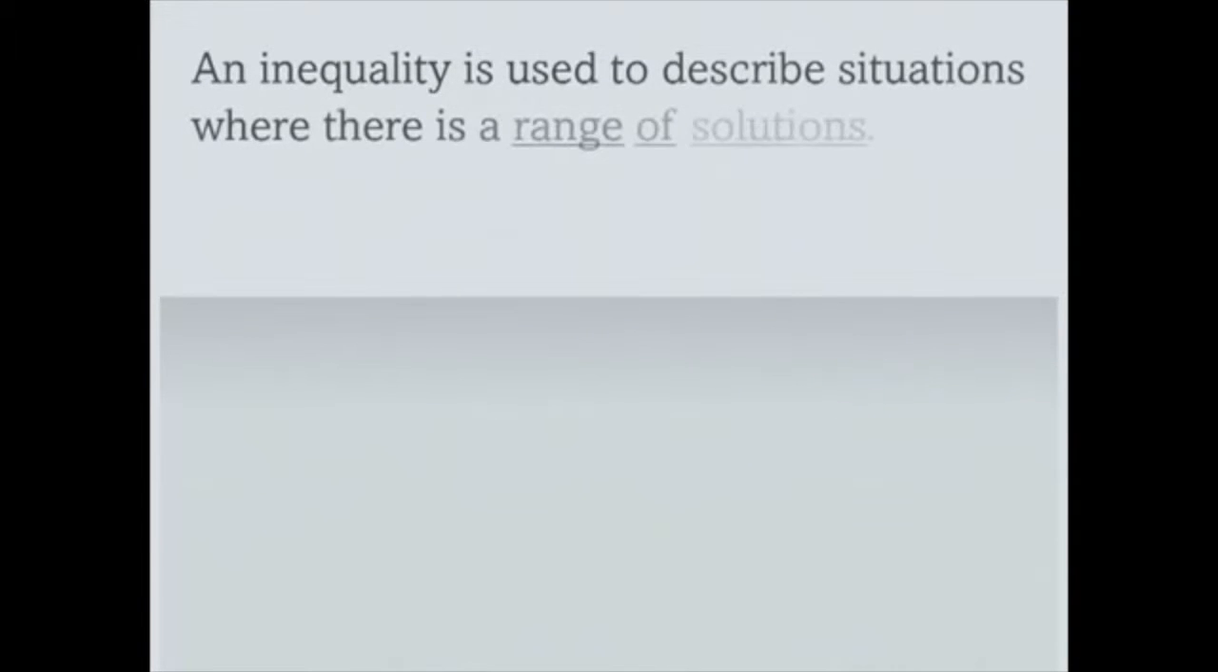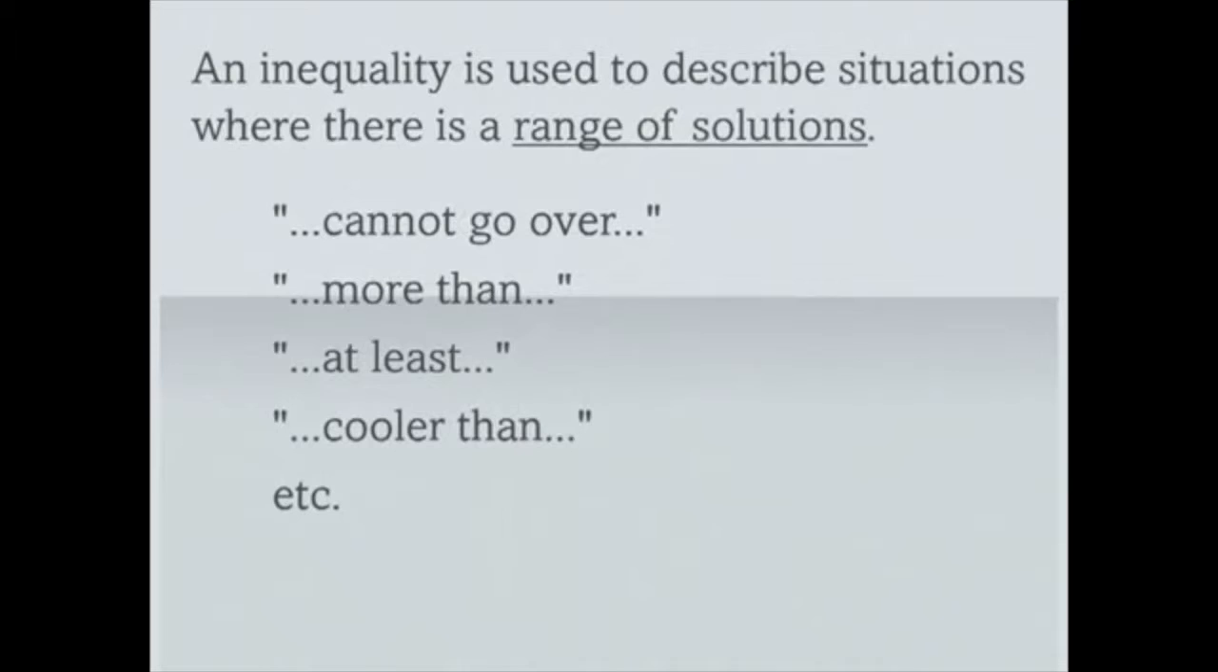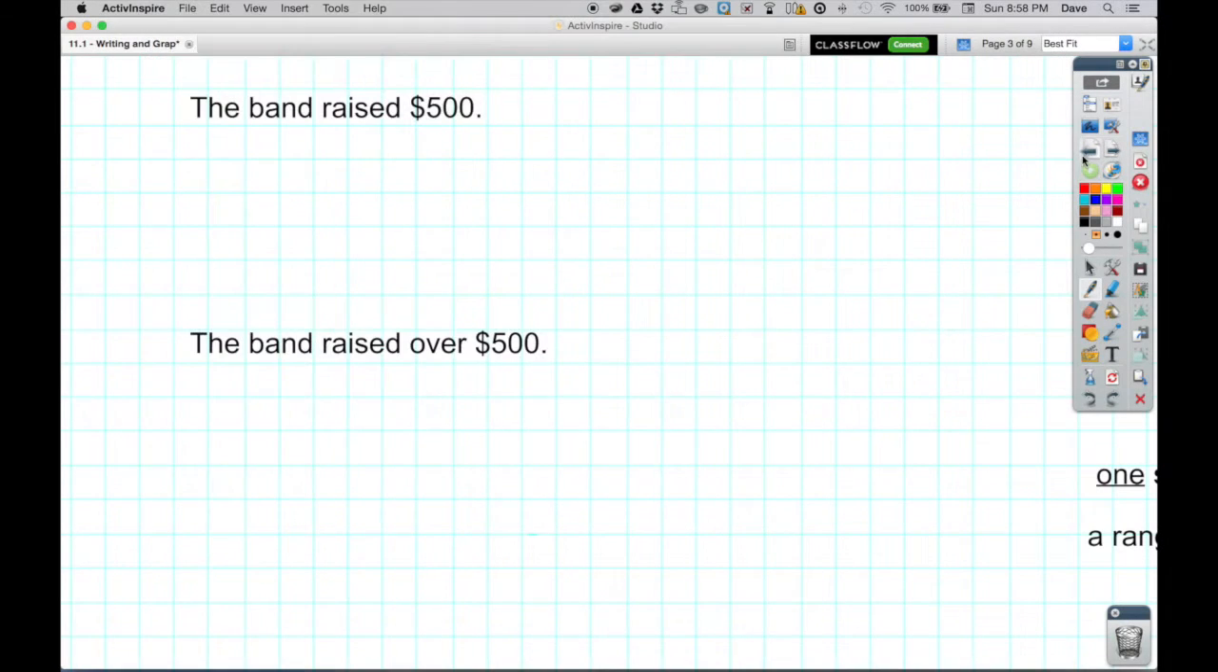An inequality is used to describe situations where there is a range of solutions, not just one. All right, so what we're talking about is basically the difference between equations versus inequalities. So take a look at these two problems here. They sound almost the same, but not quite. Here, the band raised $500. Here, the band raised over $500.